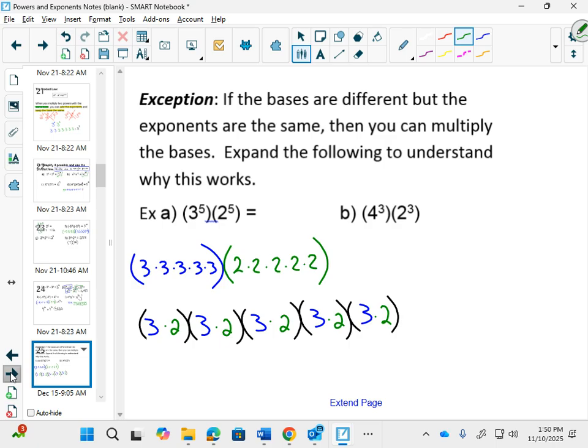If I put them in a different order, does it change the answer? No. What's in each of the black brackets? A 3 and a 2, which makes 6. It makes 6, and this is equal to 6 to the 5.